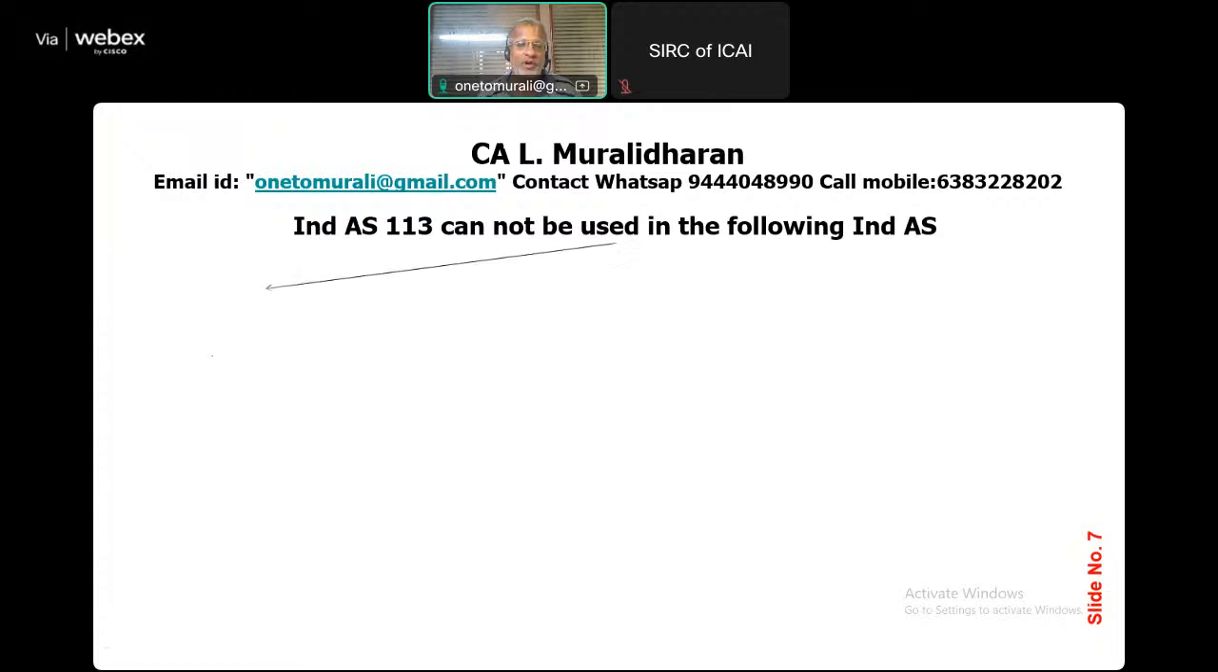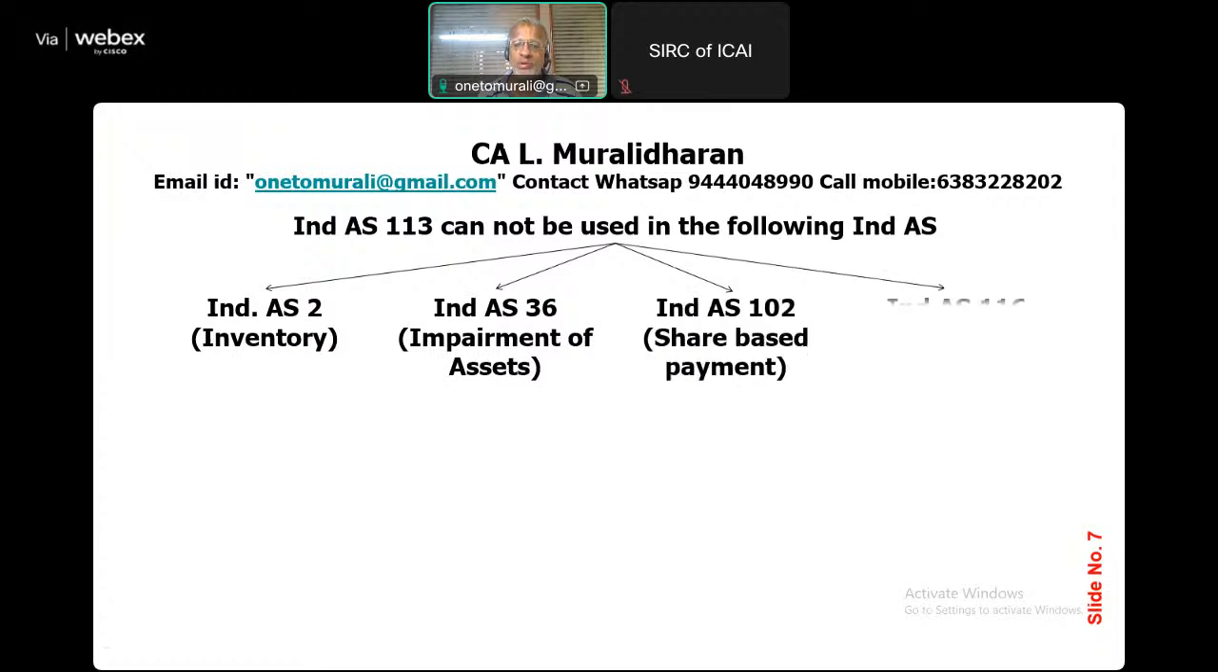113 cannot be used in the following Ind ASs: Ind AS 2, Ind AS 36, 102 and 116, because they have their own fair value measurement. In the case of inventory, what do you have? We have cost or NRV, whichever is lower. When they have an independent measurement scale, 113 has got no role. So they will say, please just get away, don't come here, because we have exclusively an accounting principle there. I mean, a measurement principle we have.